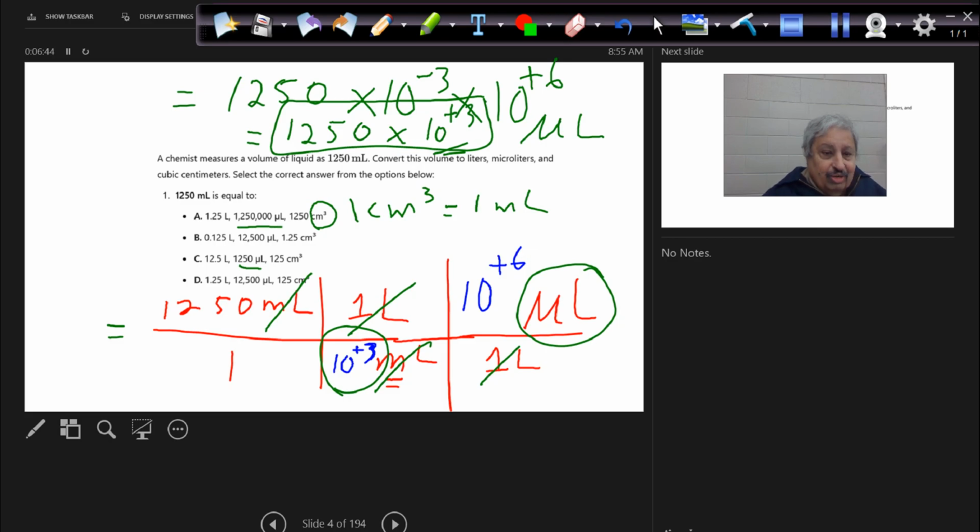Let's do the microliter first. How many do we have? 125. Here it is, and this is 10 plus 3. Correct? So this is the value here.